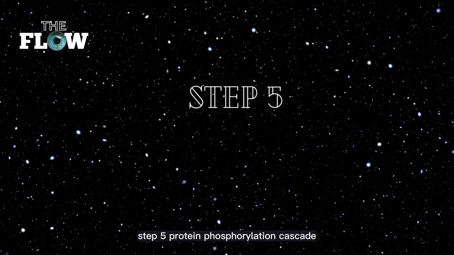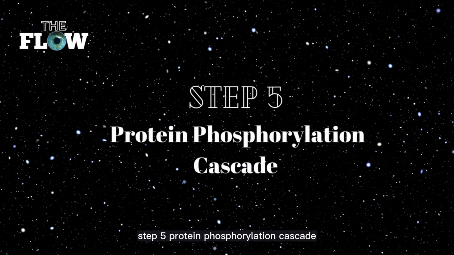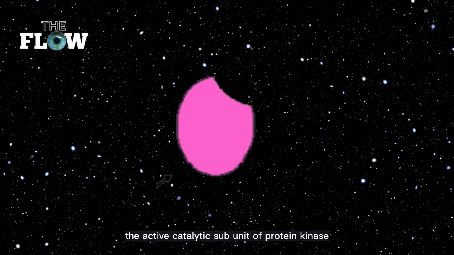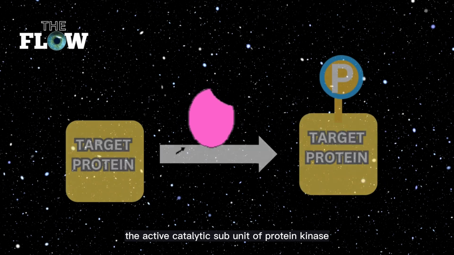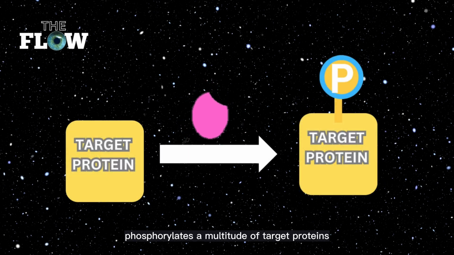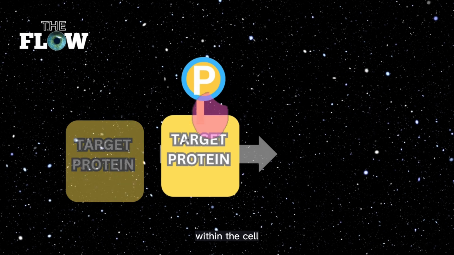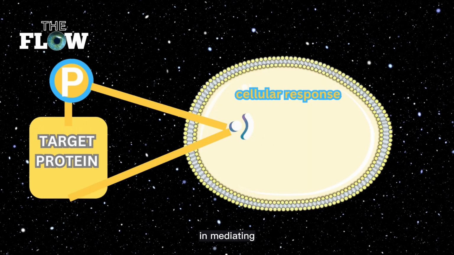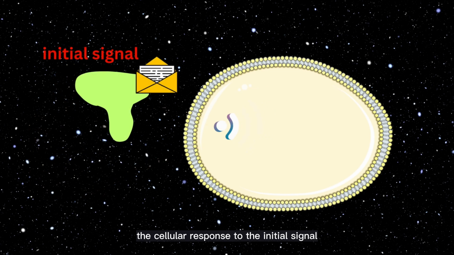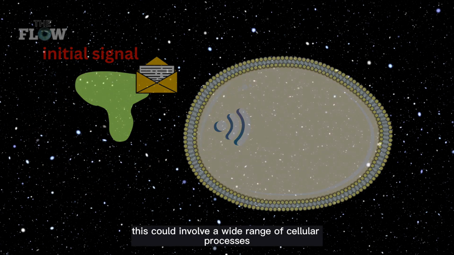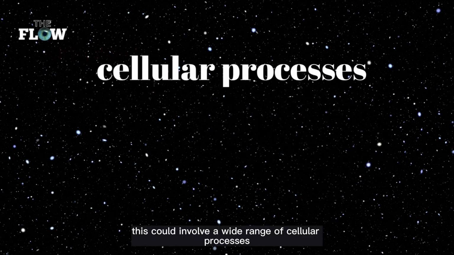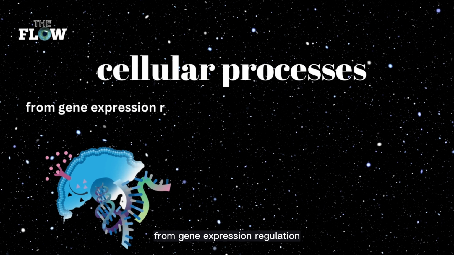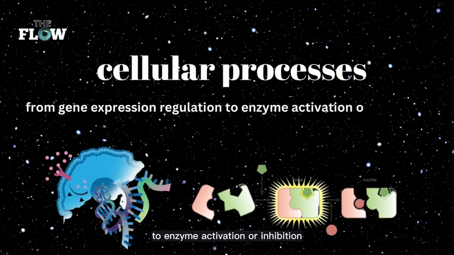Step 5. Protein phosphorylation cascade. The active catalytic subunit of protein kinase phosphorylates a multitude of target proteins within the cell. These phosphorylated proteins play a pivotal role in mediating the cellular response to the initial signal. This could involve a wide range of cellular processes, from gene expression regulation to enzyme activation or inhibition.